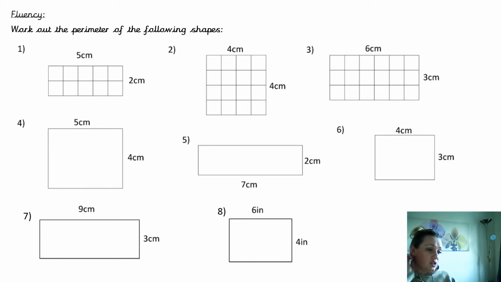Using that then, I want you to work out the perimeter of the following shapes. Now on this one it's a bit easier to see because you can see the squares going across. However, on the other ones underneath, sorry, that was Charlie just coming in for a little nosy. On these ones here, we've not got the squares, but we have got the measurements.